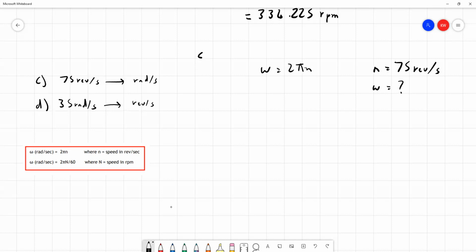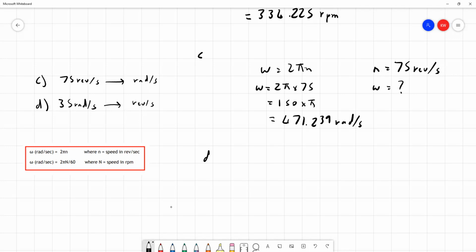This formula is given by omega is equal to 2 pi n. And in question C, we have n, because n is a value in revs per second, 75 revs per second, and omega is unknown. And there's a little bit less work to do because we don't have this 60, which would be converting between minutes and seconds. So we can put in omega, which we still don't know, equal to 2 pi times 75. Without putting it into my calculator, I'll say that's the same as 150 times pi. And solving that, we get 471.239, 3 decimal places, radians per second.